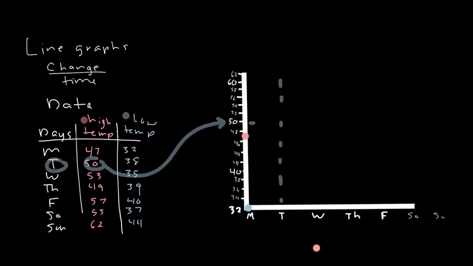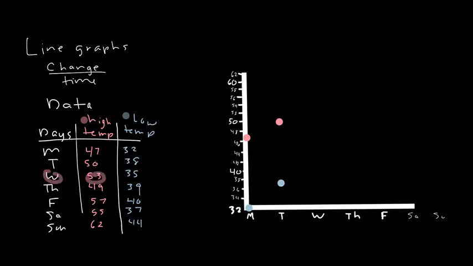So I'm going to draw a dotted line that comes up from there. I'm not actually going to draw this, but just kind of in my head, I'm drawing this line, and then I'm going to put a dot where those two lines would meet, my high temperature, and then the same thing for my low temperature. So at 38, I can imagine there's a dotted line that comes straight out, and I want to put a dot where those two lines meet.